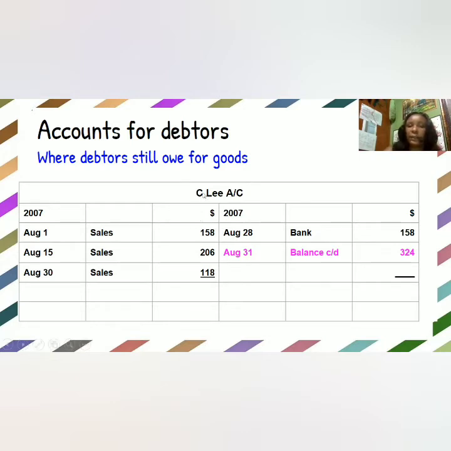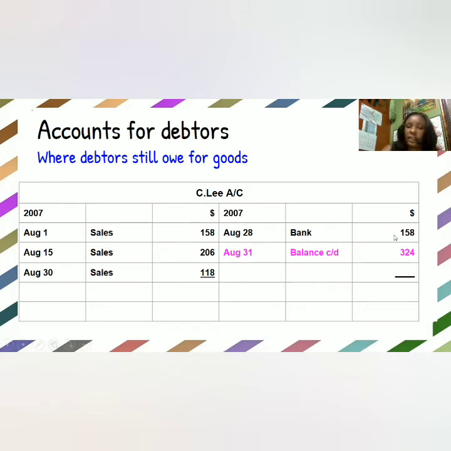So let us recap here. We're balancing off this account for Sealy where he still owes us some money. So we sold goods to him August 1, 158, August 15, 206, August 30, 118. And he paid us 158 on August 28. What we did was draw our single line to show that we're going to be totaling the account. So we add 158, 206, 118 on the debit side. We use our pencil and wrote that figure down on the top of the account so we can remember that number because we're going to be using it again.